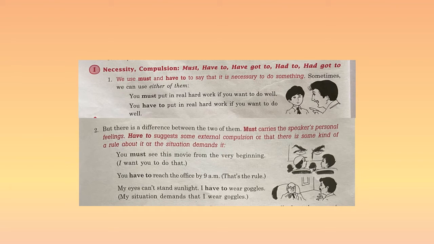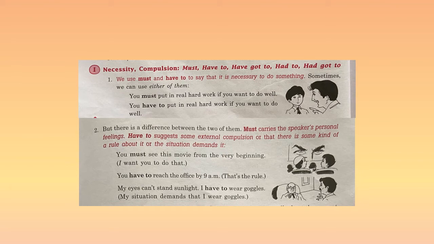Must, have to, have got to, had got to, these are also modals and they show necessity and compulsion. We use must and have to say that it is necessary to do something. Sometimes we can use either of them. You know the meaning of either of them? Means any one of them. You must put in real hard work if you want to do well. You have to put in real hard work if you want to do well.